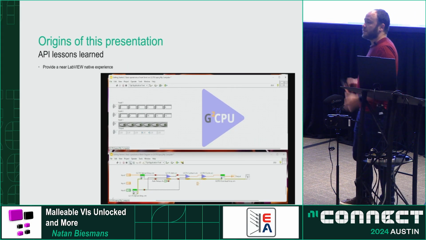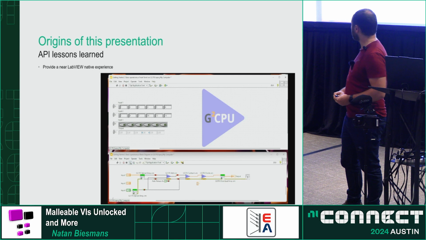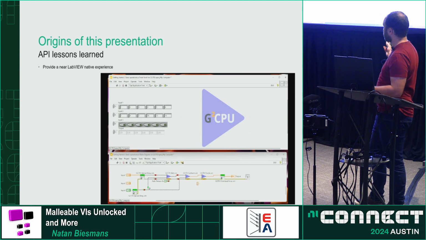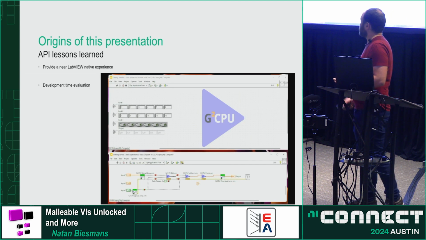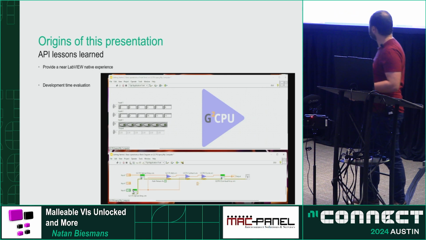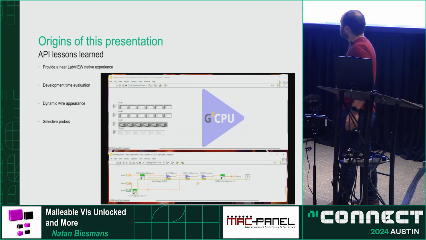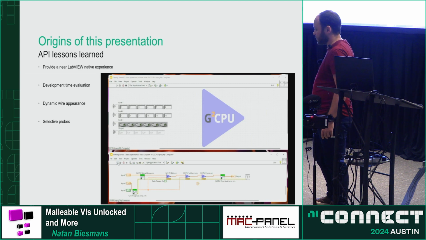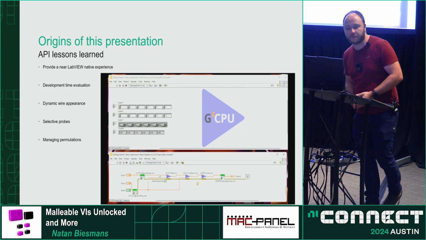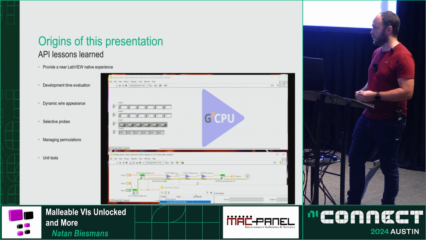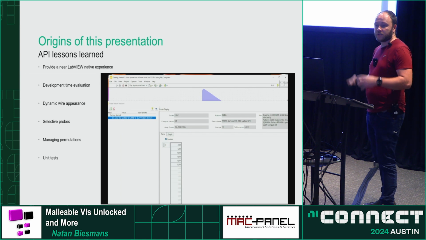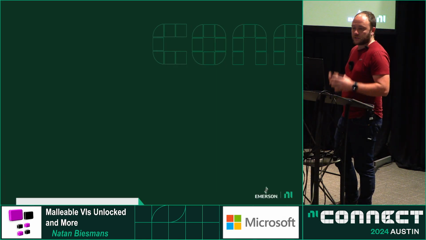And this is what I want to teach you guys, the lessons I learned when creating this toolkit. The idea here was I wanted to provide a near LabVIEW-like experience where there are broken run arrows. There's development time evaluation, so the colors change dynamically based on what you're doing. So the wires also change. There are probes which are running, which is going to pop up in a moment. And of course, how to manage your permutations in an effective way, and even how to do unit tests with Malleable VIs. And there's going to be an interesting slide, which not everyone might have seen yet, which is going to pop up. But how can we do all this management? So that's going to be this presentation.